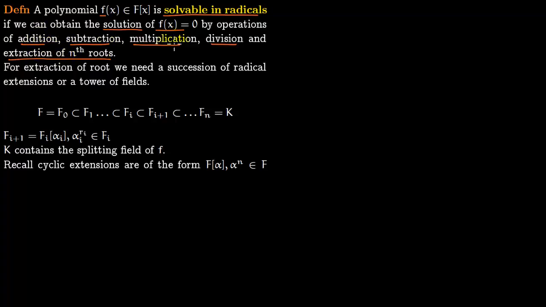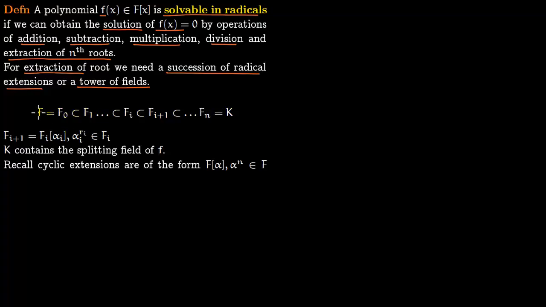Addition, subtraction, multiplication, and division are taken care of by the field itself. Inside the field, you can perform all these operations. It is only for the extraction of nth roots that you need field extensions. So for the extraction of roots, we need a succession of radical extensions, or you can say a tower of fields. So you need a tower of fields like this. How is this constructed?